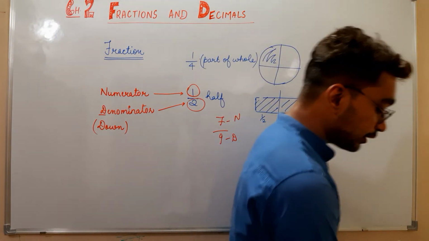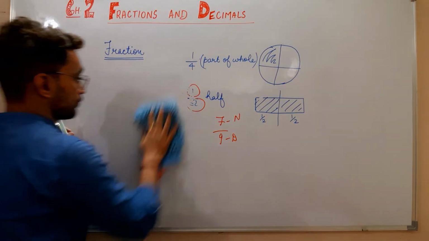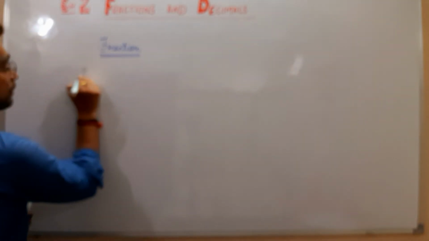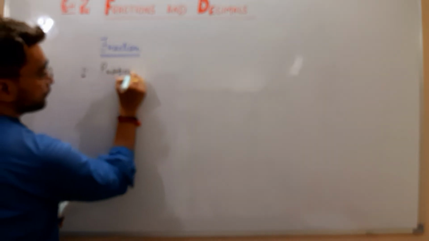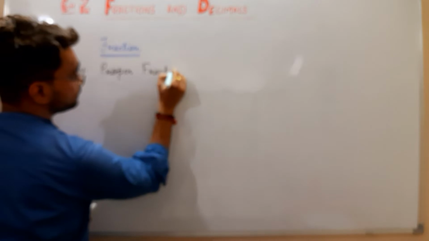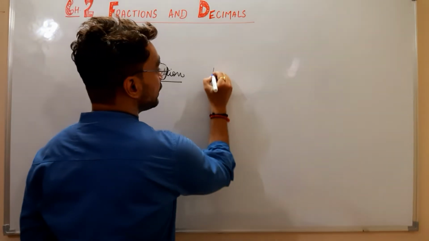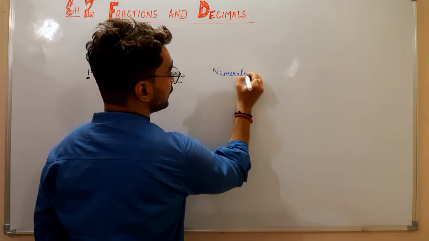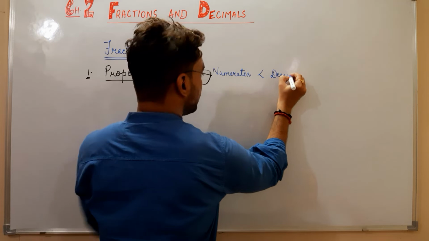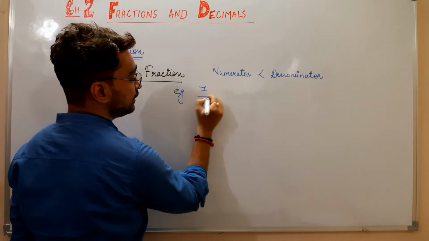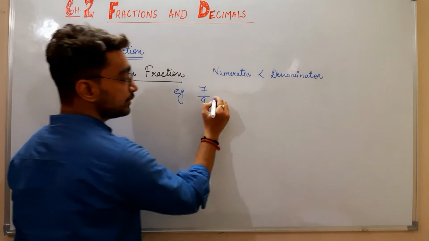Good. Now let's see the different types of fractions. Actually, we have 5 types of fractions: decimal, vulgar, proper, improper, and mixed. But I'm going to teach you only proper, improper, and mixed. The first one is a proper fraction. A proper fraction is a fraction in which the numerator is lesser than the denominator. Example, 7/9. The numerator should be a smaller number compared to the denominator.